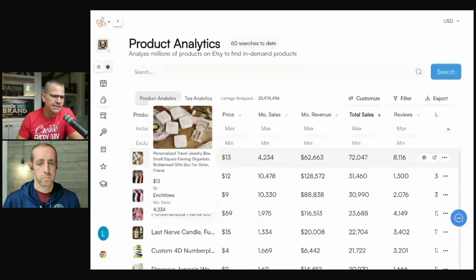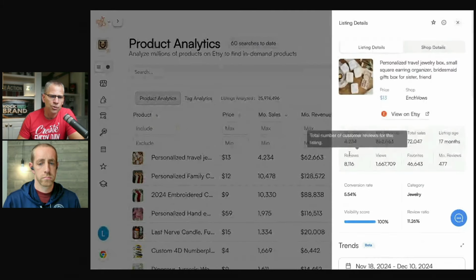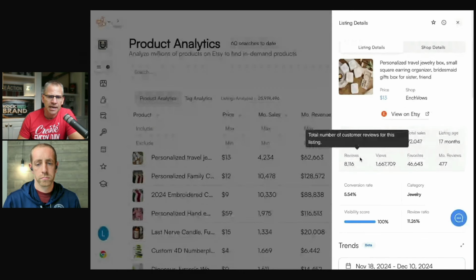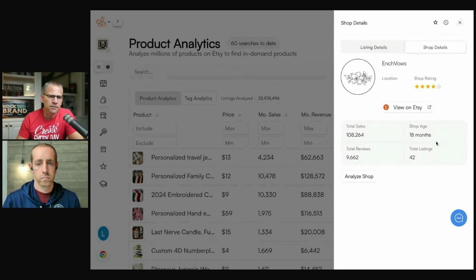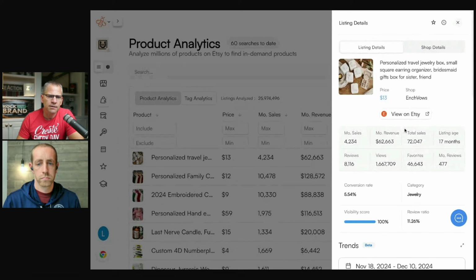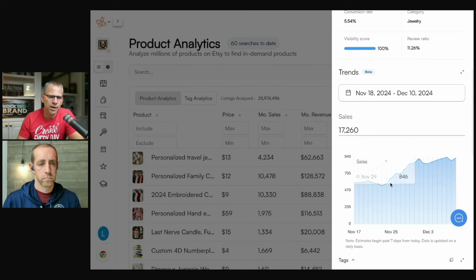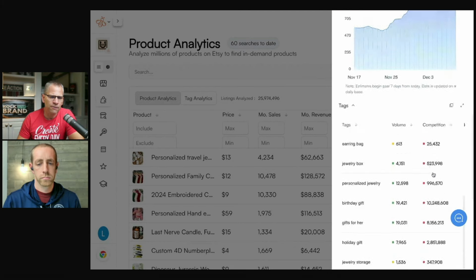So if we want to get a little bit more intel on that, we can click here and then it'll pull this open and then we can see a little bit more. So it's had over a million views, 8,116. And it says right here, the listing age is 17 months. And let's see here, shop details. We can go right here and then it shows us 18 months, right? And if we look at this a little bit further down, we can see this is the trend. Okay. So this is their sales trend that they've had. And then you can see also the tags that are being used, which is very helpful.